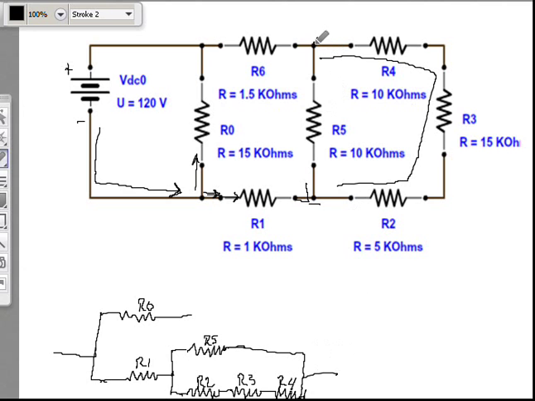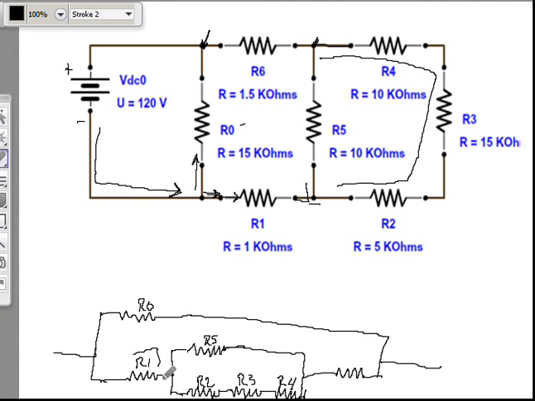And when they come together, they go through R6. See, the two branches meet up together, and there's R6 in series with them. But at the output of R6, I end up joined back up to R0. So what I have is a parallel circuit that happens to have elements in series.